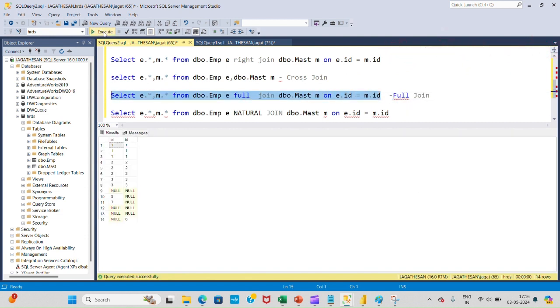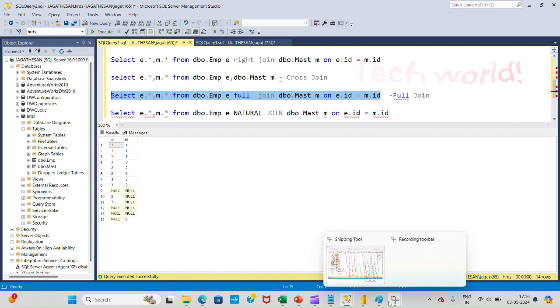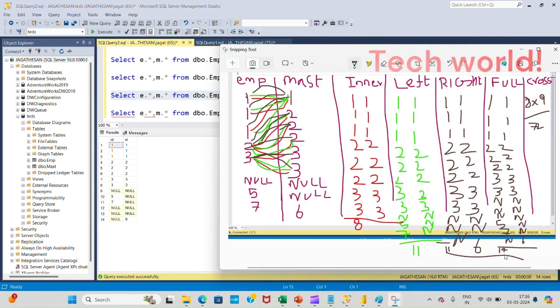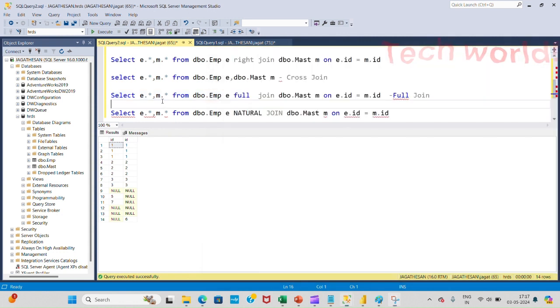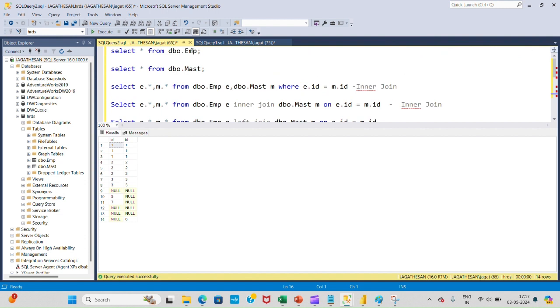So the total count is 14. So 3 times 1, 3 times 2, 2 times 3, null 2 times, and 5 null, 7 null, 6 null, 3 times null. Okay. And now the Cartesian product, like cross join.